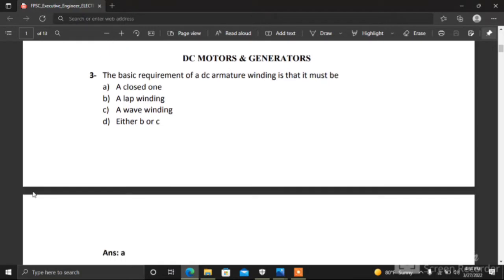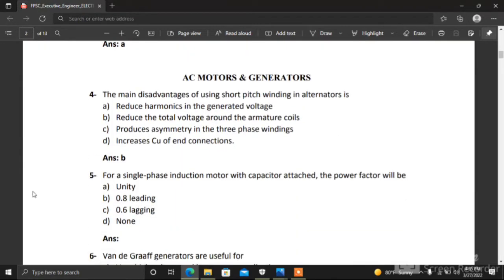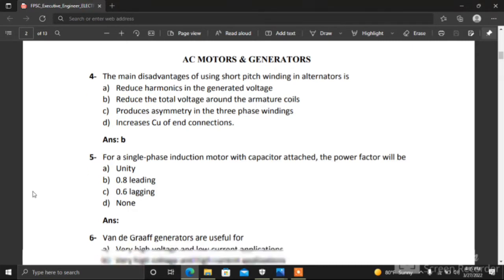DC motors and generators portion. The basic requirement of a DC armature winding is that it must be a closed one. It does not make any difference if it is lap winding or wave winding. These are types of winding, but it must be closed. The main disadvantage of using short pitch winding in an alternator is, correct option is B, it reduces the total voltage around the armature coils. For a single phase induction motor with capacitor attached, the power factor will be 0.6 lagging. C is the correct option.